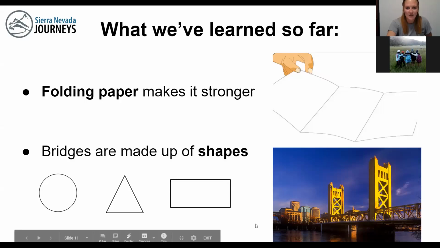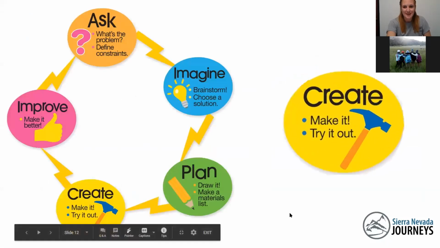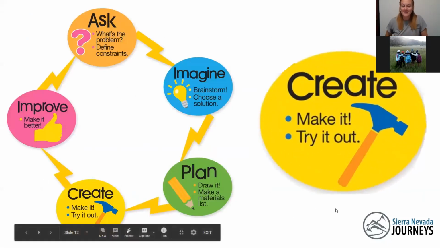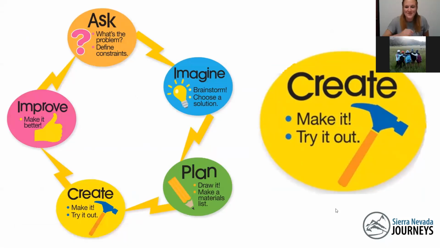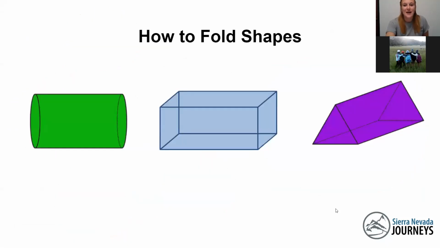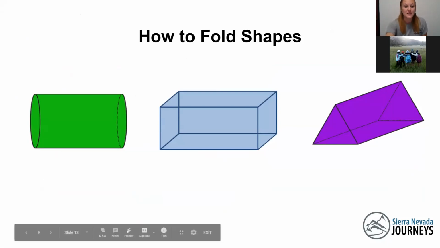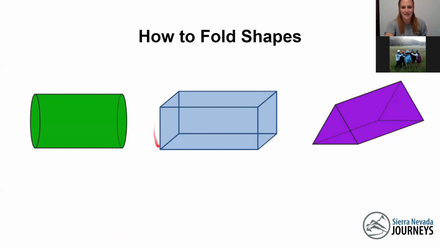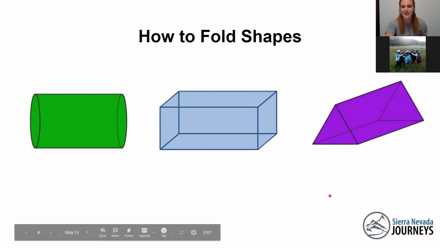All right, so today we're going to be using some different shapes to make our bridges. And this is where we're going to create and try out our bridges. Now, today we're going to focus on building 3 different shapes. We're going to learn how to build cylinders, which has this shape right here, rectangles, like this one right here, and triangles, like this one right here.